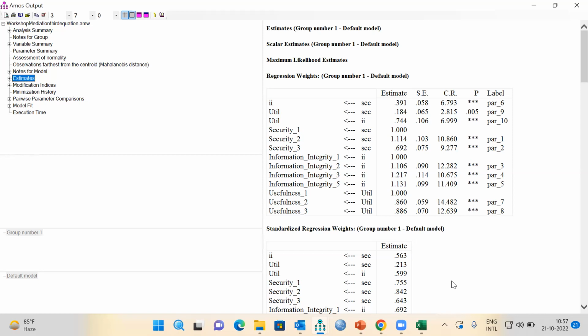Okay, so when it is run separately, it may not be significant. It may or may not be significant. Irrespective of whether the direct path, when it is run separately, is significant or not, if you come to the third equation, and your direct path becomes non-significant, then also it's a full mediation.